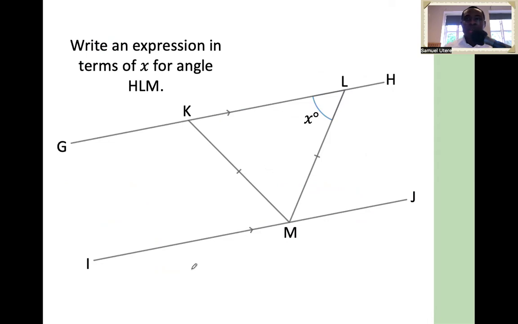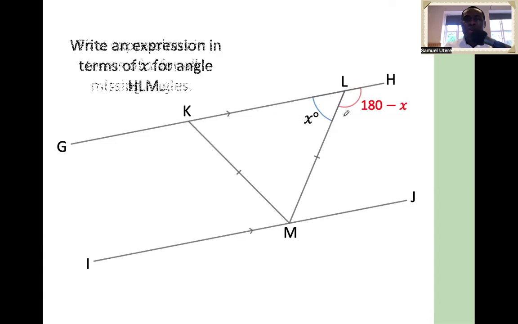Let's look at another example, I think is the final one for this lesson. You've been asked to write an expression in terms of X for angle HLM. So this angle here. Now, have you noticed that if we were to look for that angle, we have just formed adjacent angles on a straight line sum to 180 degrees. So to get this angle, we can simply say it is 180 minus X.